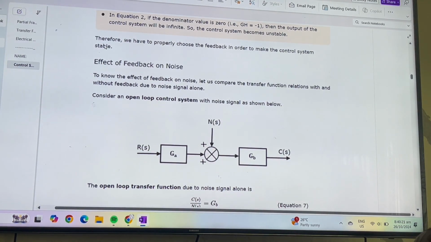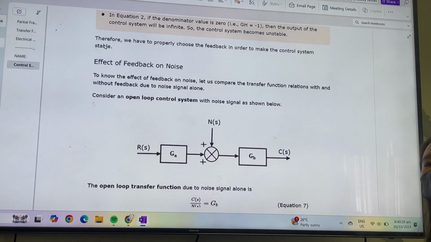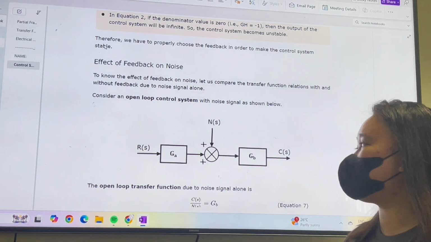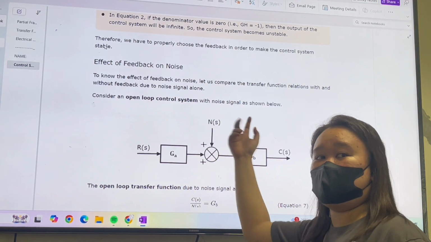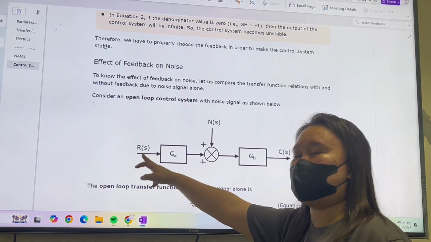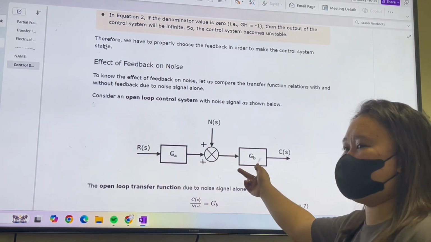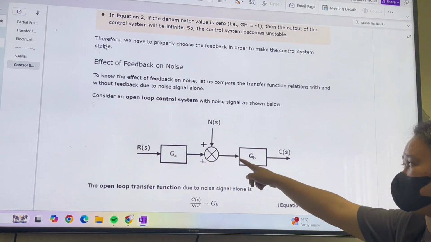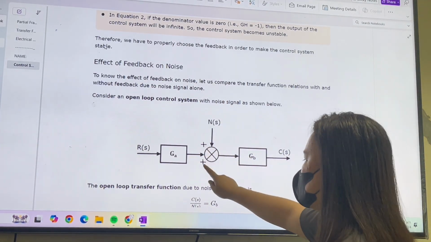Okay, so to know the effect of feedback on noise, let us compare the transfer function relations with and without feedback due to the noise signal alone. N of S is with respect to the unwanted signal. So we have the input, we have another transfer function GA here, we have another G here. We have a block here, a summing point or summing junction, with plus and plus.